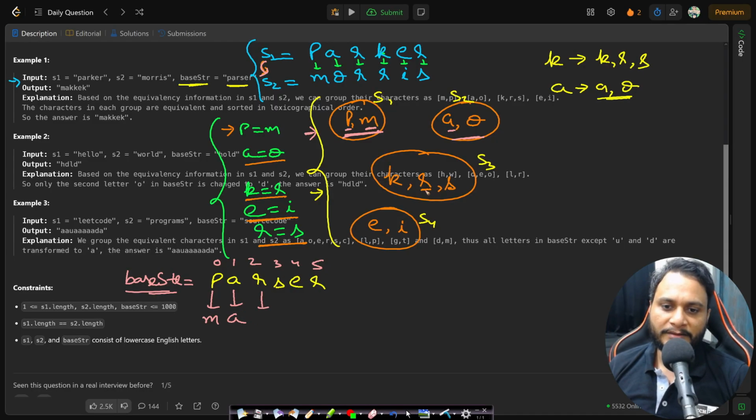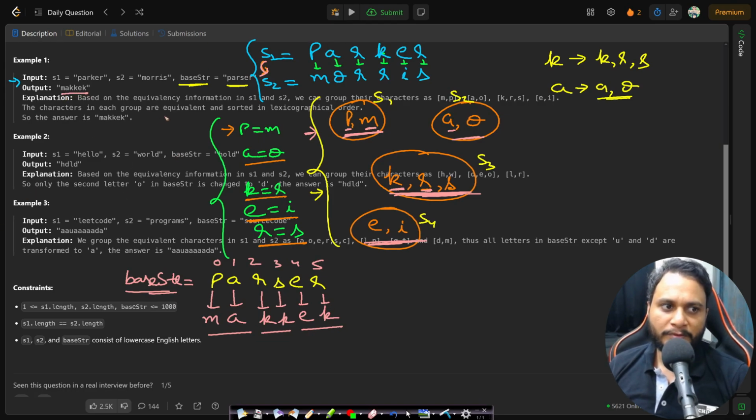Then for R belongs to this set 3. Here the smallest value is K, so you will be replacing it with K. For this S belongs to again the same set, so again you will take K. For this E belongs to this set where E is the smallest. For R belongs to again this set, so it will be K, right? And that is why the answer is MA double K E K. You see, MA double K E K, right?